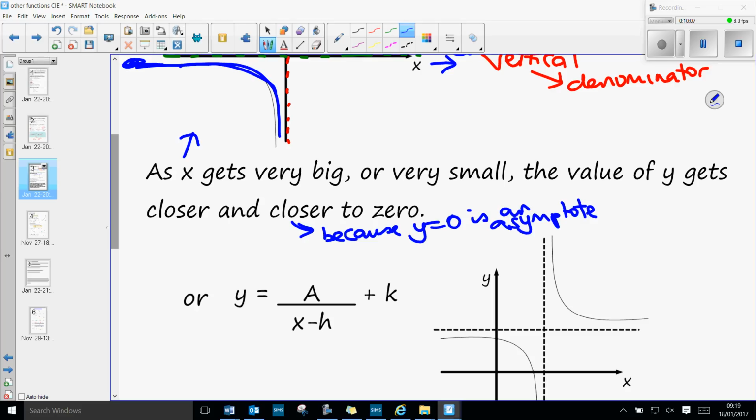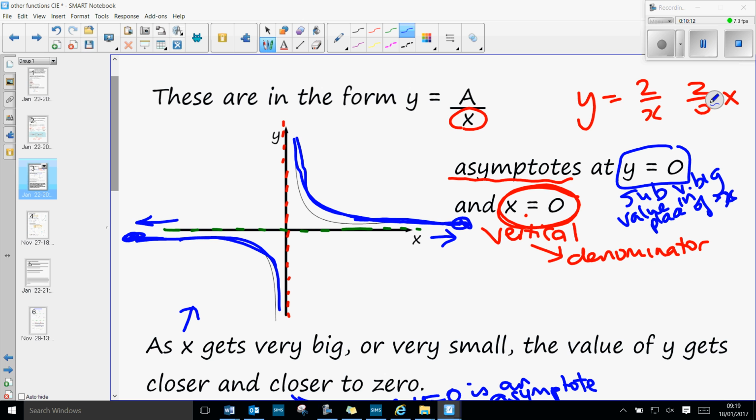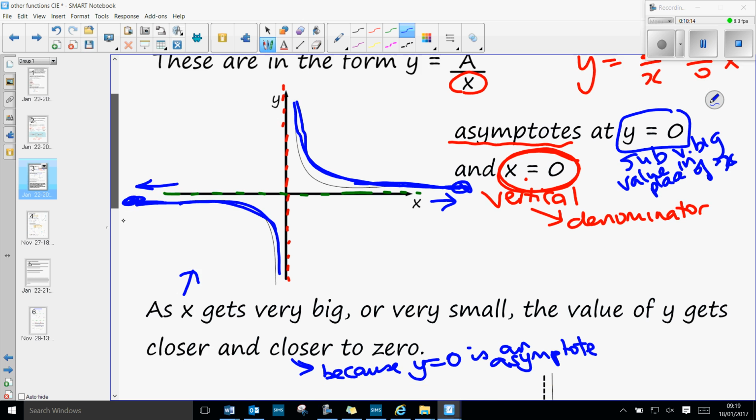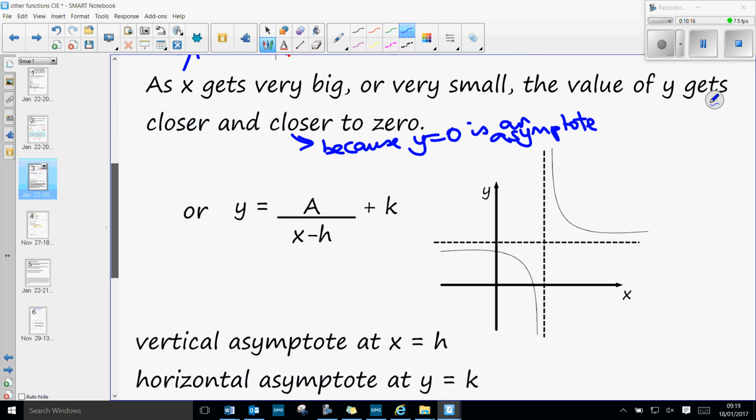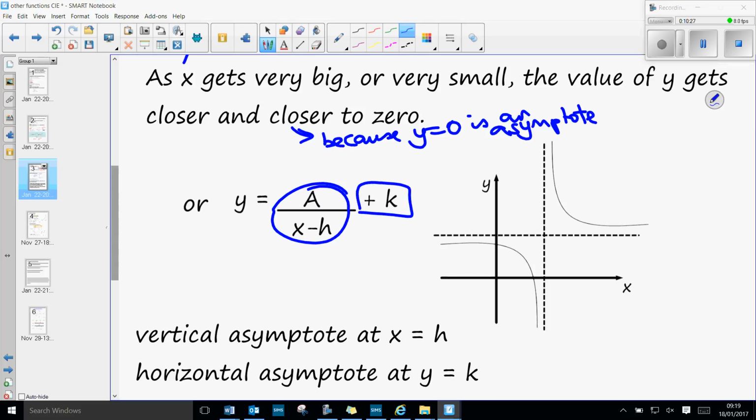Now we very rarely see functions just as basic as a over x. Normally they're a little bit more complicated, but the principle would still be the same. In this case we've got a fraction and then we've got plus some value. It doesn't matter how it's given to you as a function, the rules are always the same.